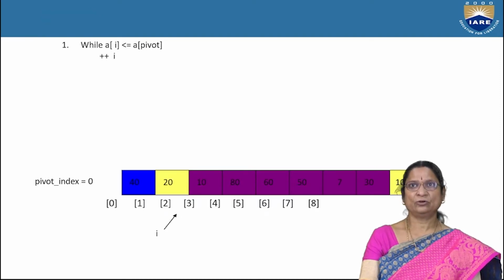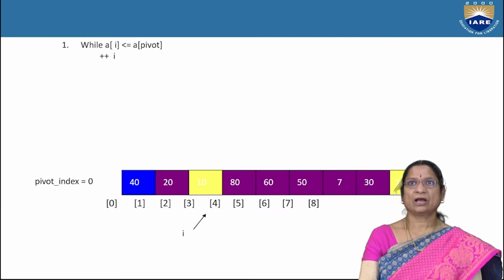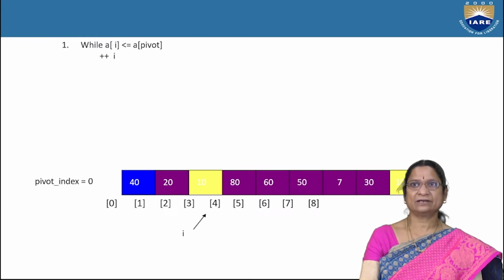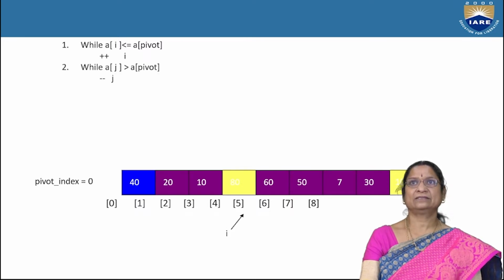First, it will enter into the loop. Is I less than j? Yes, our lower bound value is lesser than the higher bound value. So I is getting incremented. Please observe that the incrementation is carried out. I plus 1 means the next element will be considered, then the next, then the next, because 40 is the pivot element: 20 is less than the pivot element, 10 is less than the pivot element. When it comes to 80, it will stop.